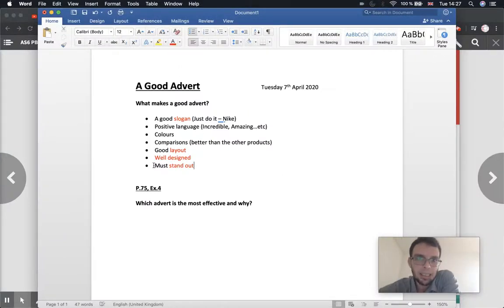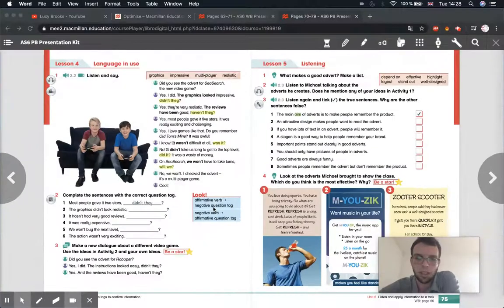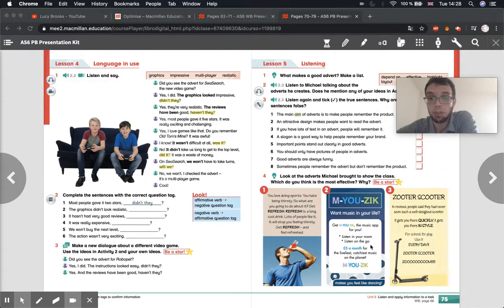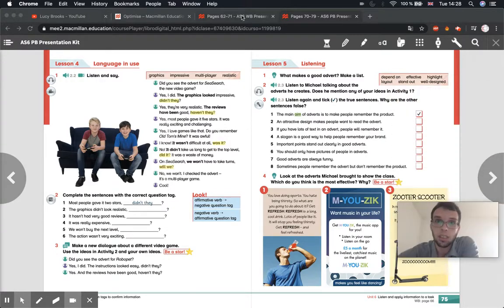And it must stand out. Now, what does it mean to stand out? Stand out means that you notice this thing more than the other things. If we look at the 3 adverts here, maybe one of them is more noticeable than the others. For me, this middle one is more noticeable. It stands out because it looks different and more colorful than the other 2. I notice this one more than the others. So that's what that means.